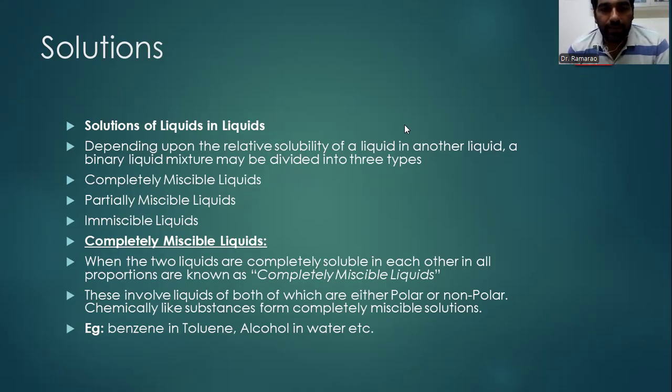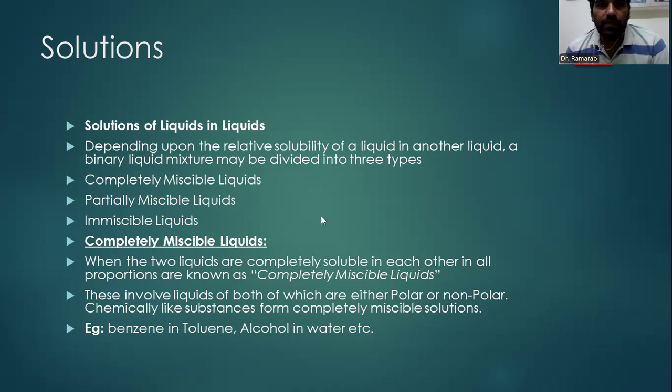Then one more thing, what is vapor pressure? I will discuss that later. Now, the solutions of liquids in liquids. Today we are going to discuss this one. Depending upon the relative solubility of one liquid in another liquid, the binary liquid mixtures, meaning two components, one is solute and another is solvent, are divided into three types. First is completely miscible, second is partially miscible, and third is immiscible.